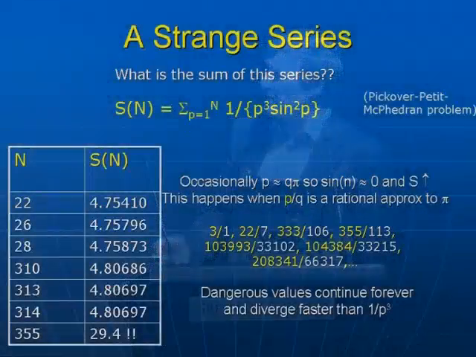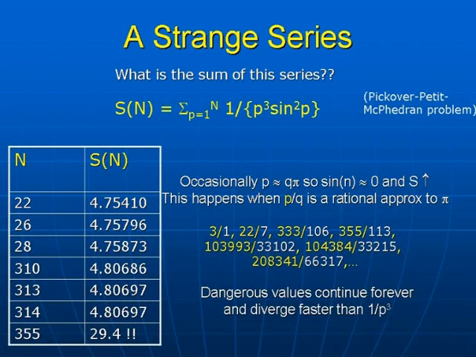And after 22 terms, the sum looks like 4.75, and you keep going, it's still 4.75, and then I'm jumping here. If you go up to 310 terms, it sort of found its way to 4.80, 313, it's 4.806, so it seems to be converging to 4.806 something. And then when you get to term 355, its sum suddenly jumps up to 29.4. And it continues hovering around 29.4. And so Pickover's challenge was, what happens to this series? Does it converge? Or does its sum become infinite?